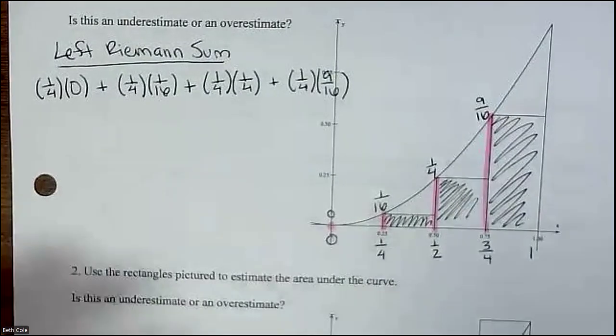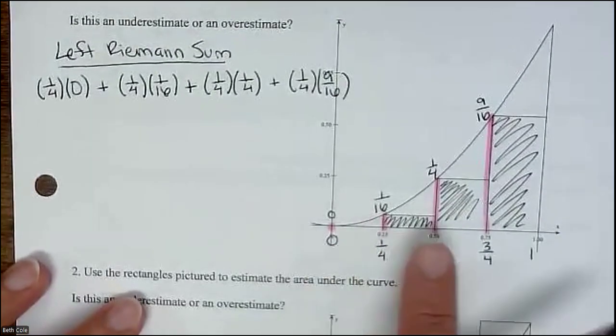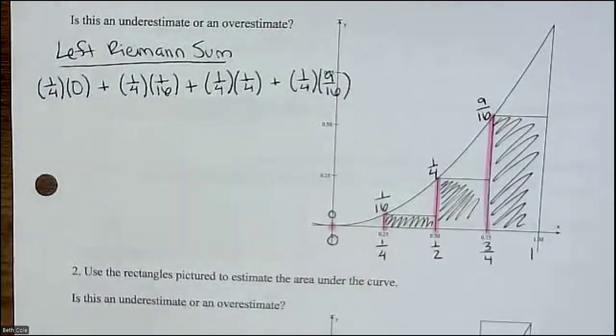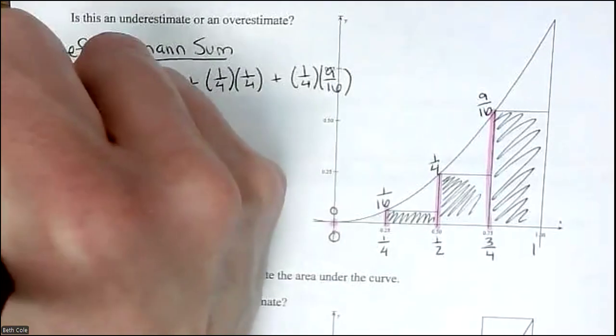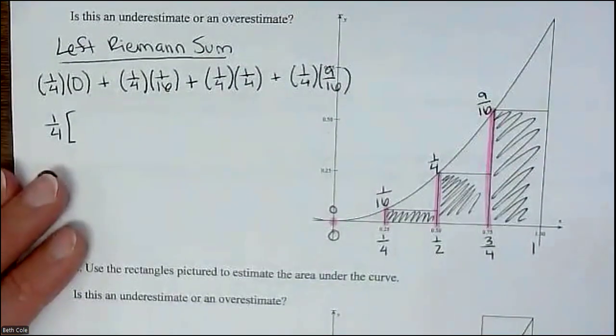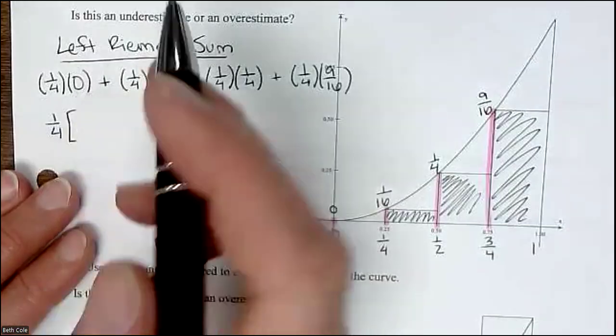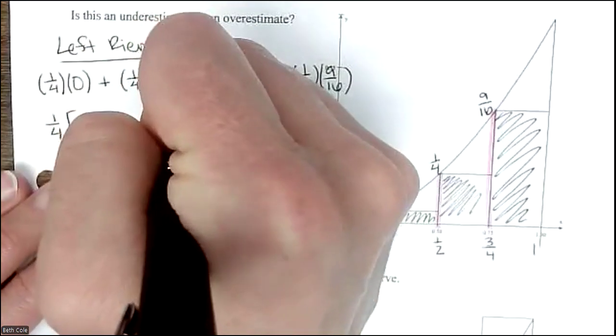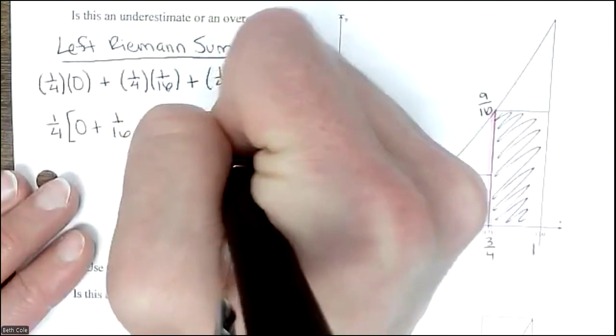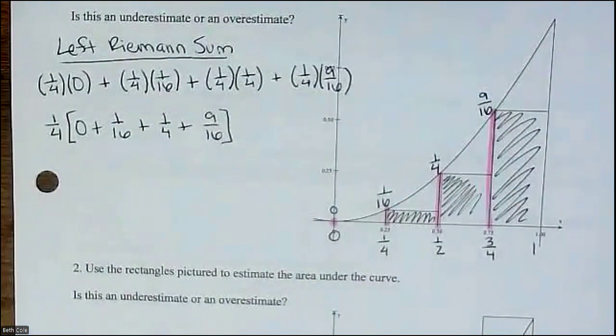Now, hopefully at that point you were like, what do you notice each one of them has? Now, this only works if the sub-intervals are uniform, meaning they're all the same. If they're all different amounts, you can't get away with this. But what we're going to do is factor a 1/4 out of that, and you would be left with 0 plus 1/16 plus 1/4 plus 9/16. And that's the sort of abbreviated way.